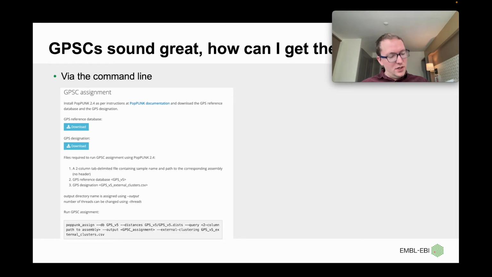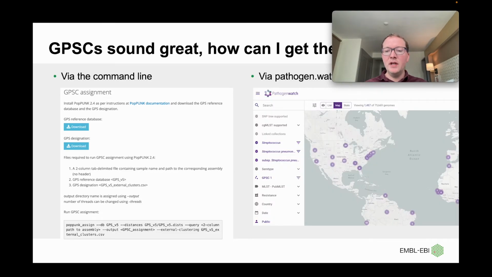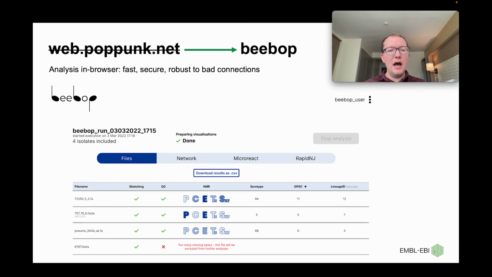If you want to use these yourself, and you've got a lot of genomes, you just want to use the command line. You don't have to do any model fitting. It's just a single command. We've got that on the Pneumogen website. You can do that for thousands at once pretty quickly. If you've just got a handful, you can look in Pathogen Watch. You can drag and drop your genomes in. You'll get GPSCs assigned, but you can also browse what's in there by GPSC and find more information about each GPSC one by one. Coming soon, we'll also get this done in the browser.